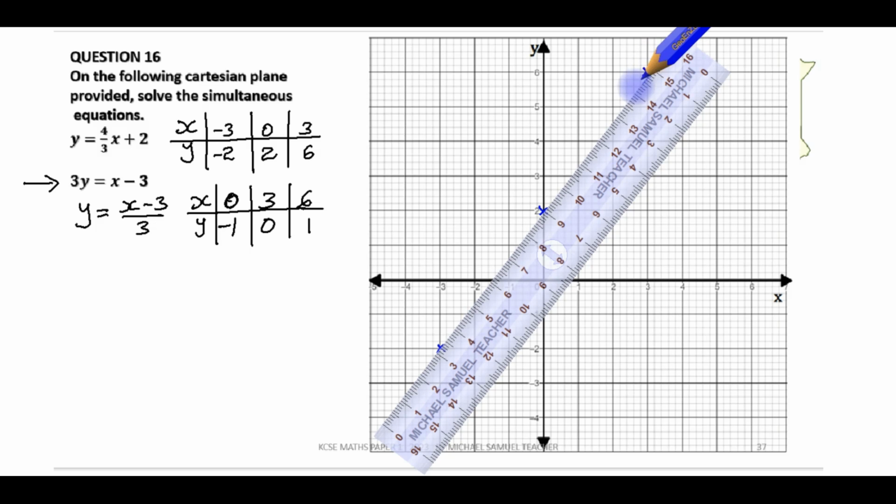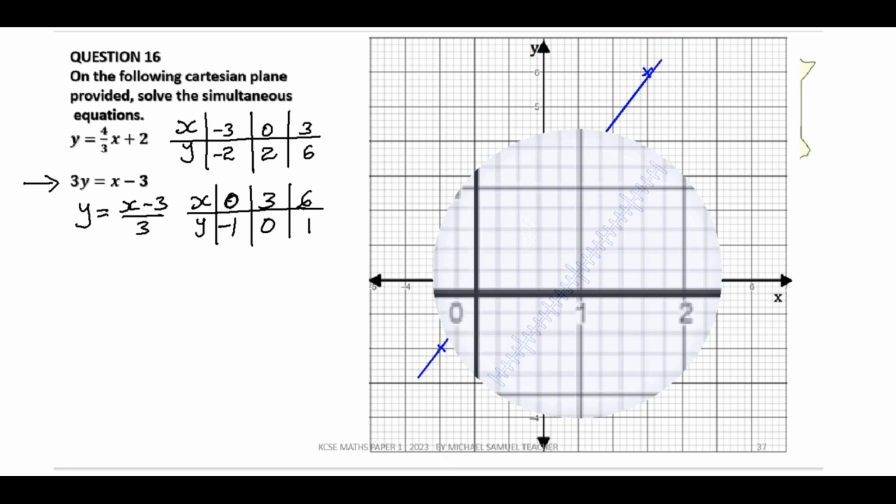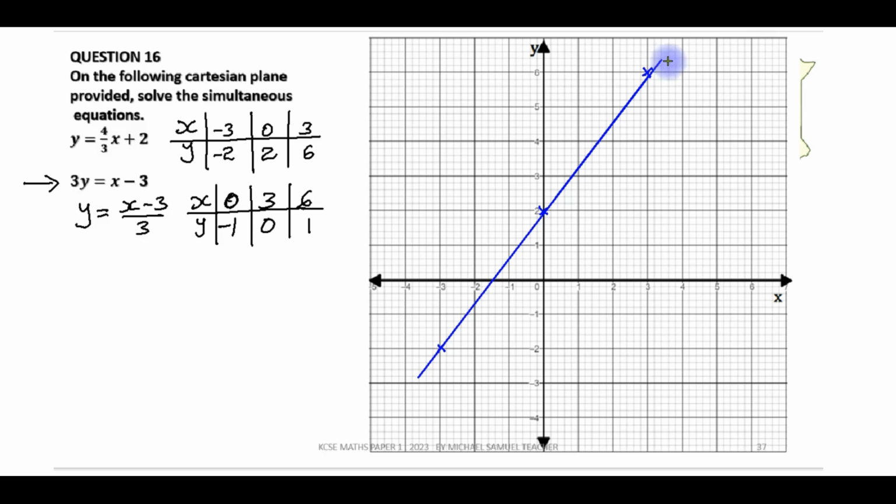So join the points. So this is y is equal to 4 over 3x plus 2.